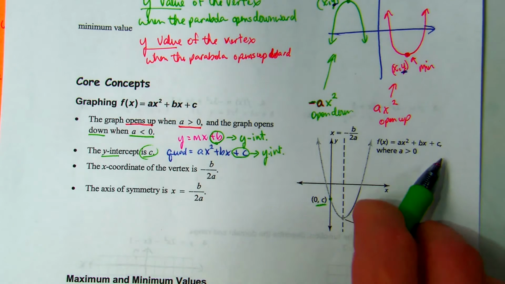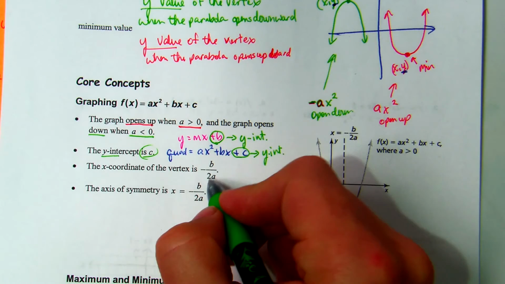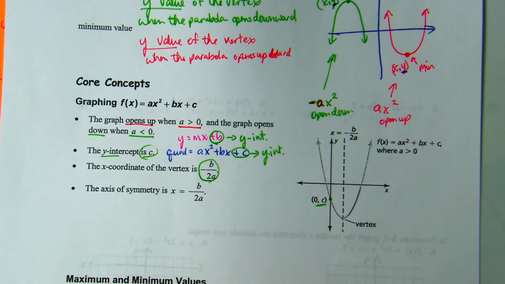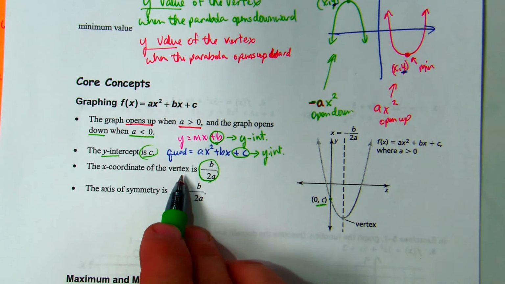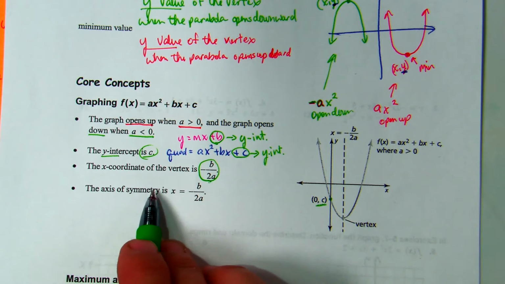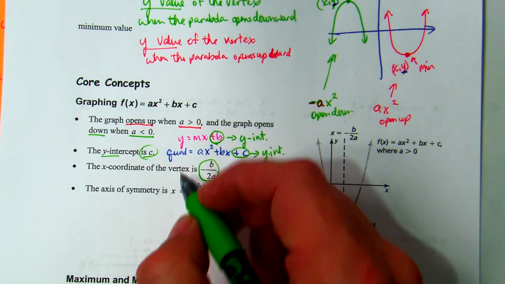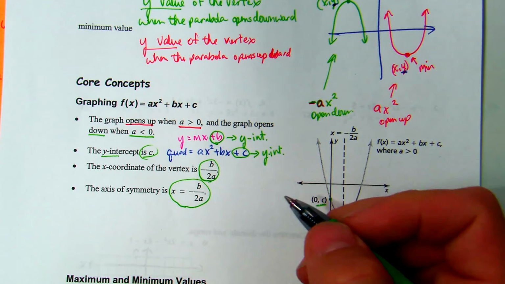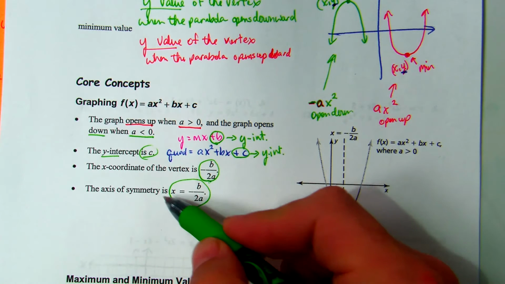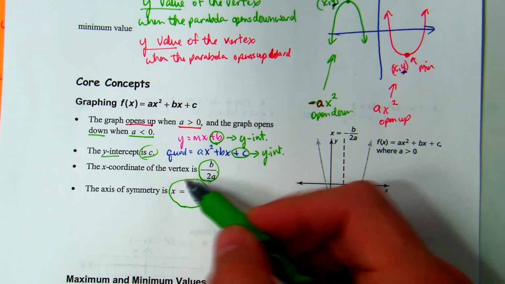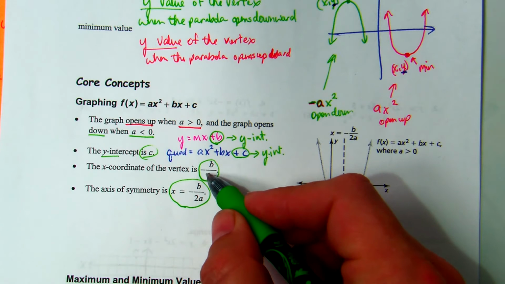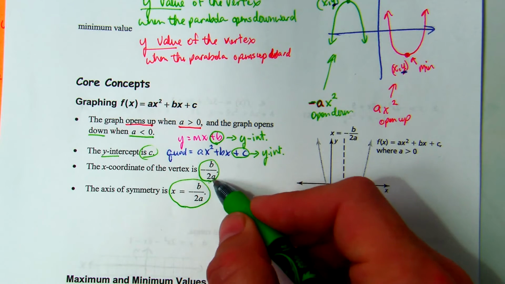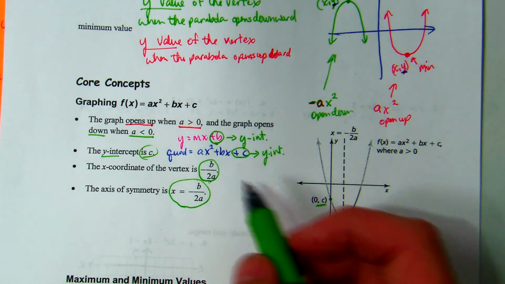We're going to use this formula here, negative b over 2a. We're going to use that formula to help us find the x-coordinate of the vertex and the axis of symmetry. The axis of symmetry is a vertical line, so it's obviously x equals something. It is the x value in the coordinate of the vertex. We're going to find it by plugging in the values b and a into this formula, negative b over 2a. And that's the formula.